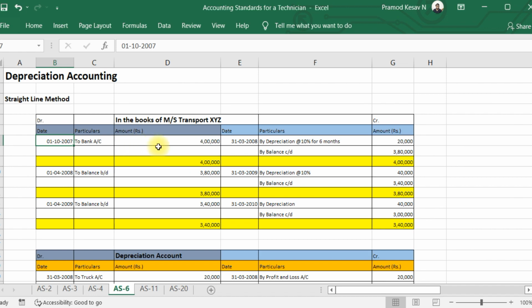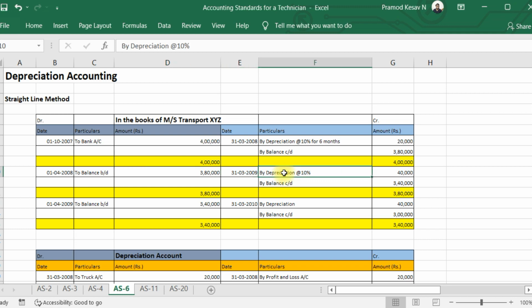That would mean that the depreciation is 10%. 10% of 400,000 is 40,000, about half of which we charge as depreciation because we only have 6 months as the time period. So on 31st March, when the books are closed, the depreciation is 20,000, which is half of 10% for 1 year, or 5%. We charge it only for 6 months. Now the difference is what we carry down, 3,80,000, and we bring that down as 3,80,000.